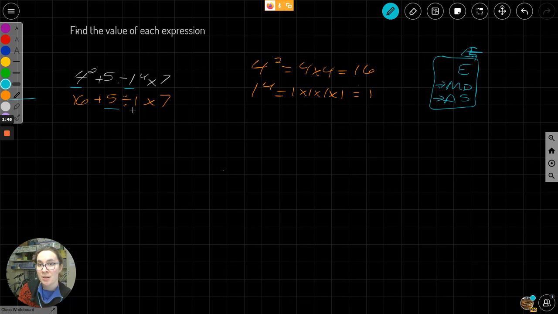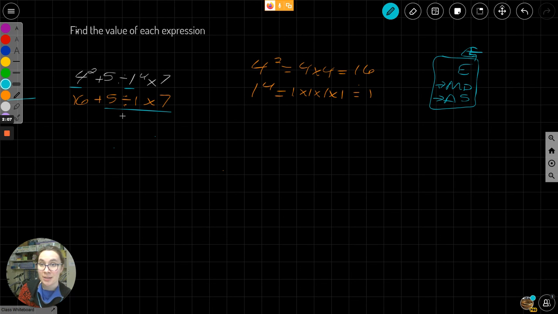5 divided by 1 times 7. This is where it becomes really important, where we go from left to right and not do multiplication first and then division. Because if we do multiplication then division, we're going to do 1 times 7, and then we're going to have 5 divided by 7. We don't want that. That's not correct. So we're going to do 5 divided by 1 times 7. We need to go from left to right.